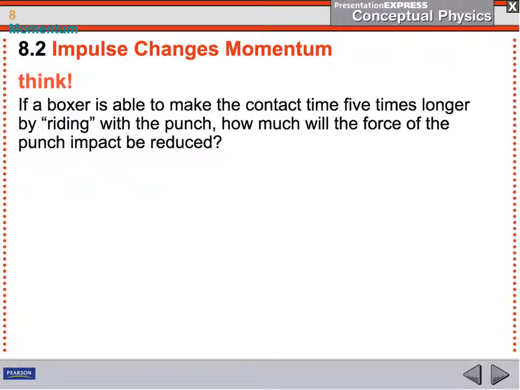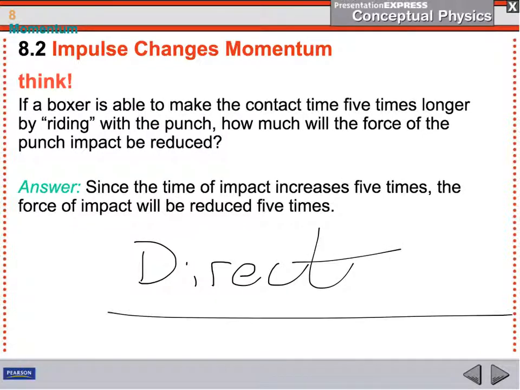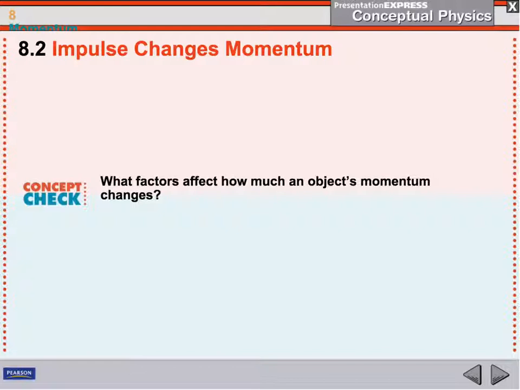If a boxer is able to make the contact 5 times longer by riding with the punch, how much will the force of the punch impact be reduced? Since the time of impact increases 5 times, the force will be reduced 5 times. So this is a direct relationship. What factors affect how much an object's momentum changes? Force and time.